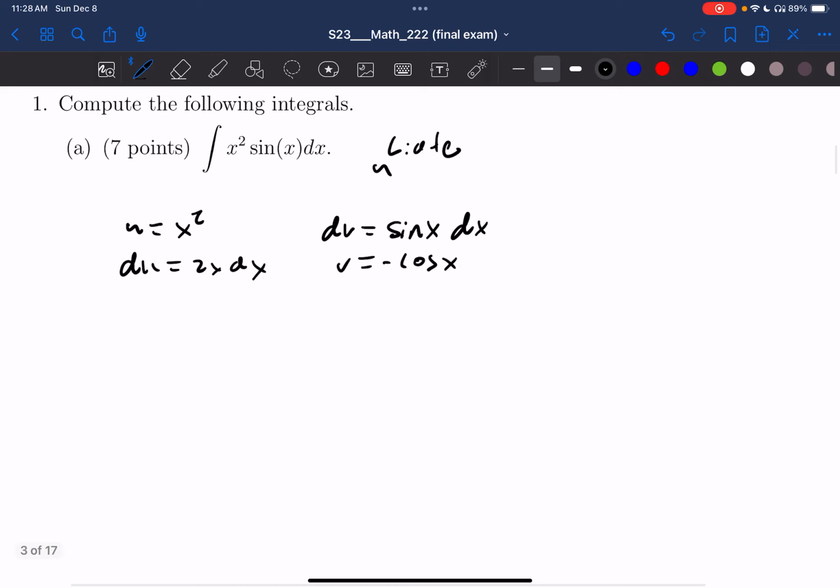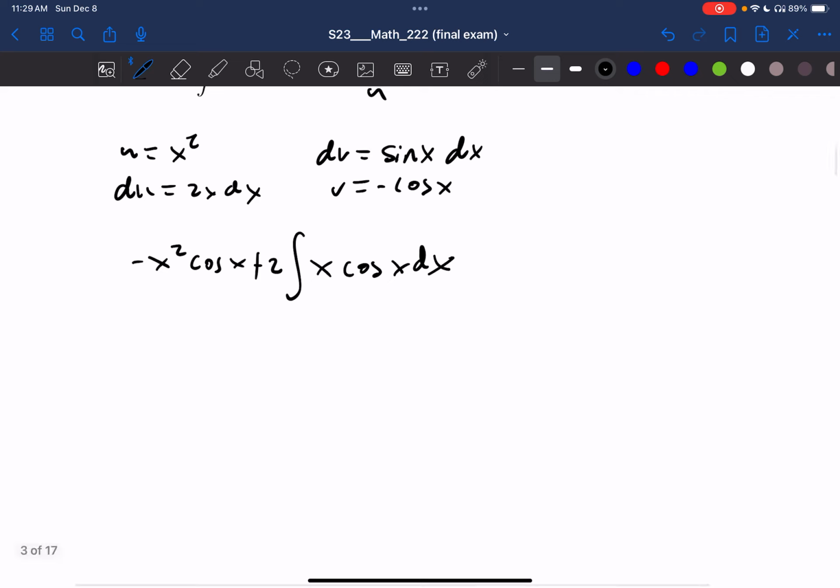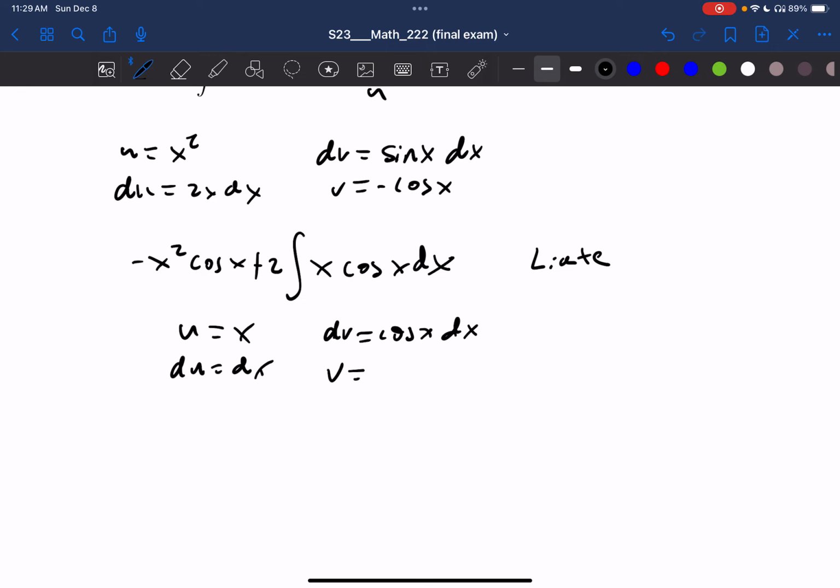Applying our integration by parts formula, we're going to get negative x squared cosine x minus the integral of, actually a negative will become a positive, so it'll be a plus the integral of cosine. Since this is a 2, we can bring that in front because it's a constant: 2x cosine x dx. We see this requires another integration by parts, LIATE. u will be equal to x here, du will be equal to dx, so dv will be equal to cosine x dx, and v will be equal to sine x.